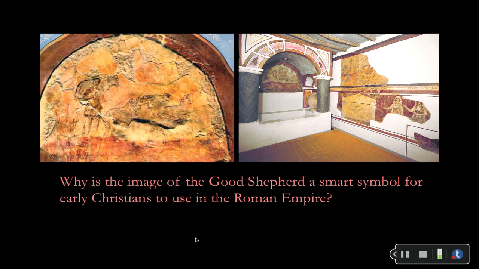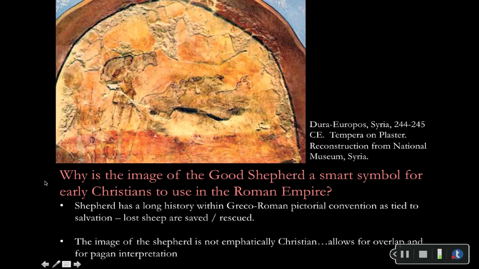Well, there's a few reasons for this. One reason is that the shepherd has a long history within Greco-Roman pictorial conventions. It's often tied to salvation. You often have the shepherd as the leader who saves lost sheep. He rescues lost sheep. So this is an iconography that is much broader than the one used just to signify Jesus Christ as the shepherd. And the image of the shepherd is not emphatically Christian.